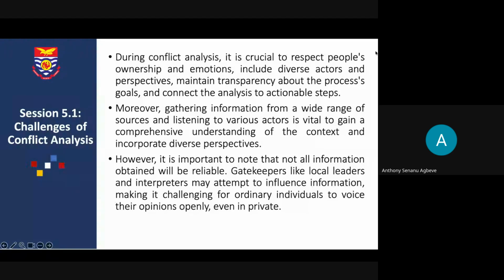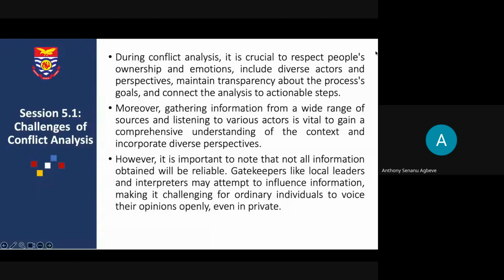And then also you need to be transparent about the process in all your dealings as a researcher in the conflict zone. You need to be very transparent about the processes, right? One way is that you need to be candid with the people about what you are doing. You don't need to hide some relevant information from the people on what exactly you are doing. You need to be very transparent, because once you are transparent, the chances that you get viable, reliable, credible information is very high.